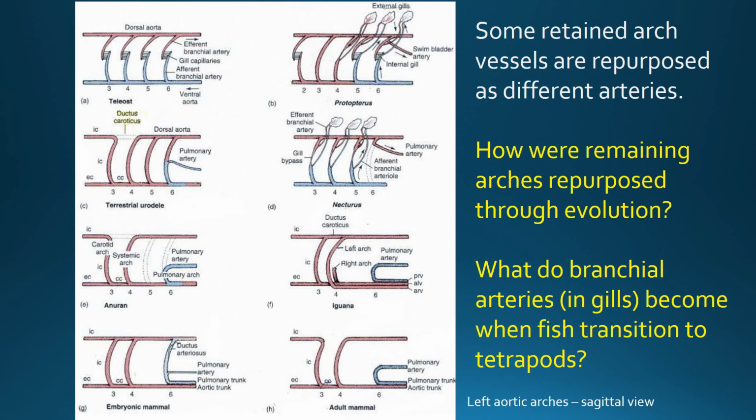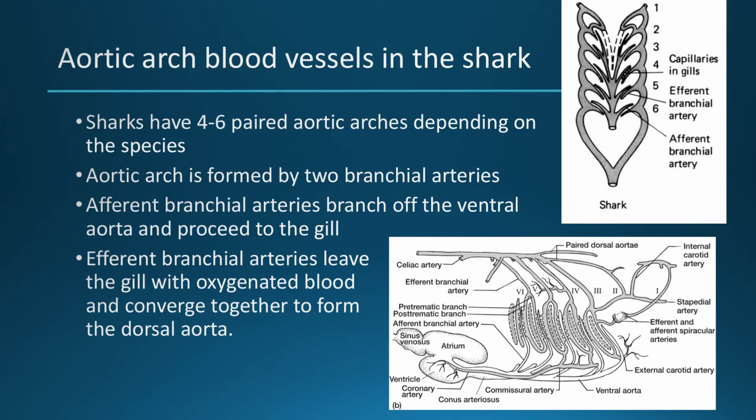What I want you to really focus on is what's lost. I mentioned before, but of the stuff that's remaining, how is it repurposed? What do these branchial arteries that are in gills become when fish transition to tetrapods?